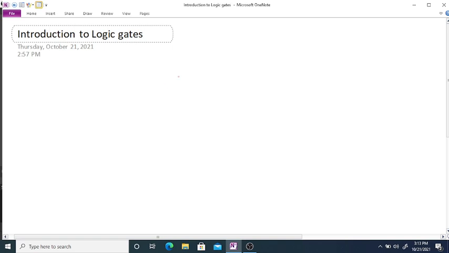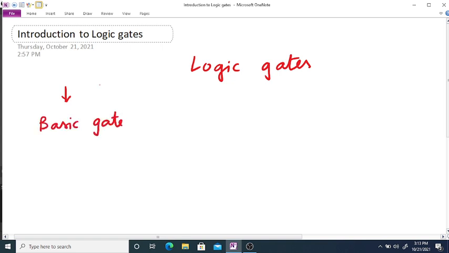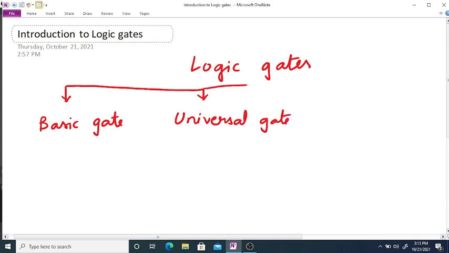Introduction to logic gates. Logic gates are classified into three types. First one, basic gate. Second, universal gate. And third type is special purpose gate.